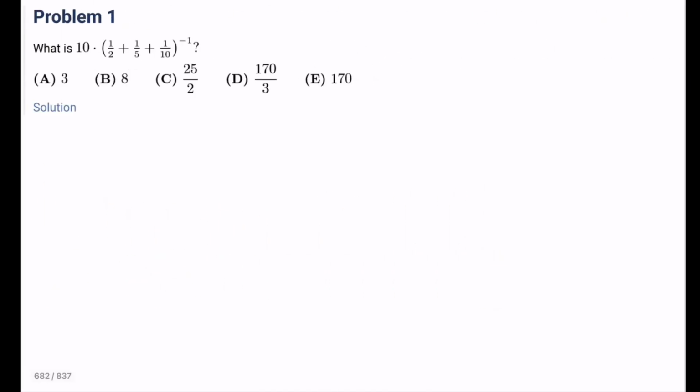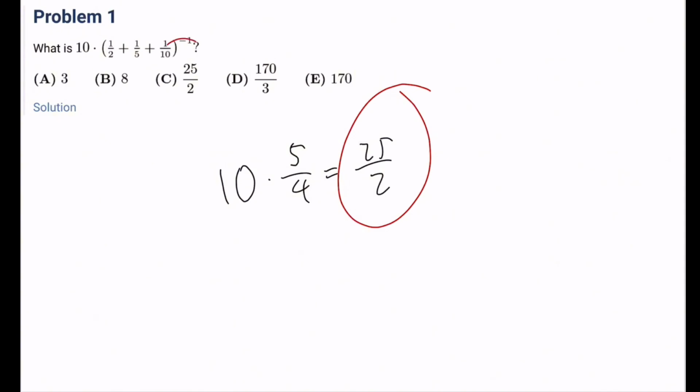So let's get started. First problem: what is 10 times this inverse? Okay, so first we can get this. That's going to be all over 10, and then 5 plus 3 plus 1, that's 8 over 10, that's 4 over 5. So that inverse is going to be 5 over 4, right? So we want 10 times 5 over 4, that's going to be equal to 25 over 2. So that's our answer, it's C.